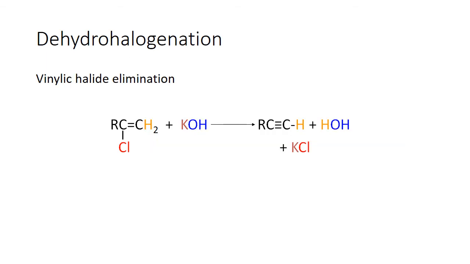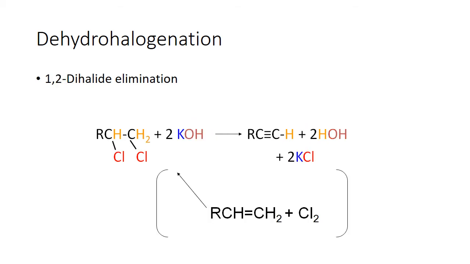So here is an example of dehydrohalogenation of a vinyl halide. Notice it is an alkene with a halogen on the carbon-carbon double bond. If you treat this with potassium hydroxide, what do we get? We get an alkyne. Notice this is a terminal alkene, and we end up with a terminal alkyne.